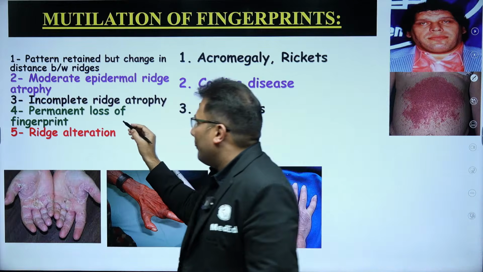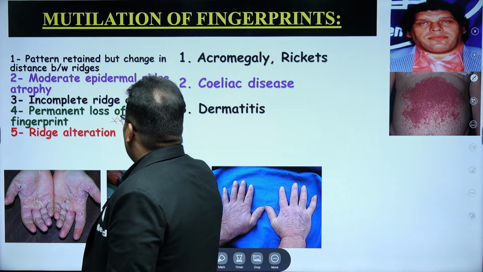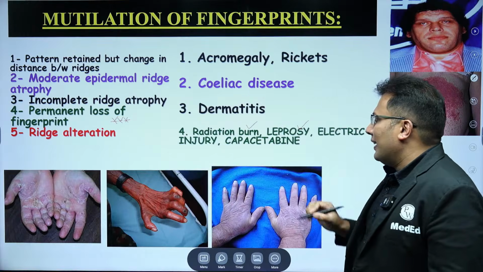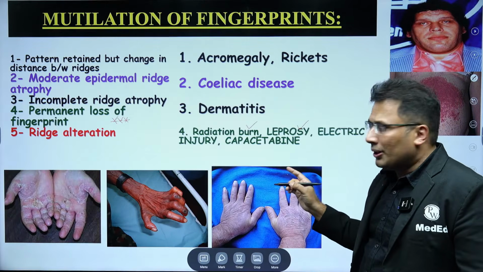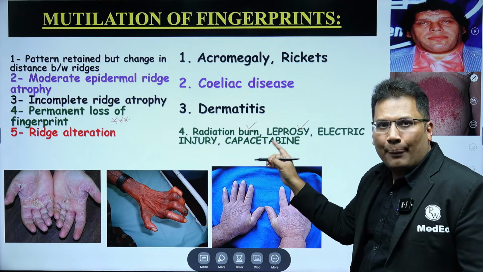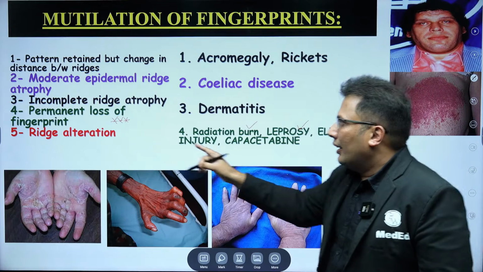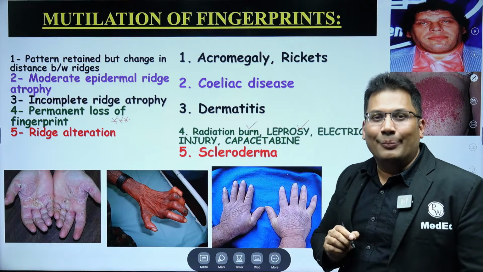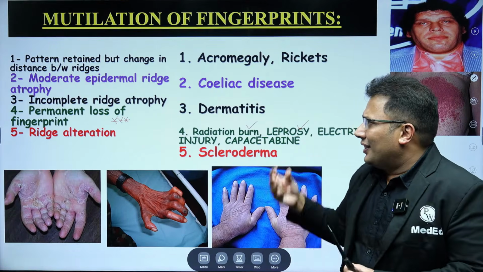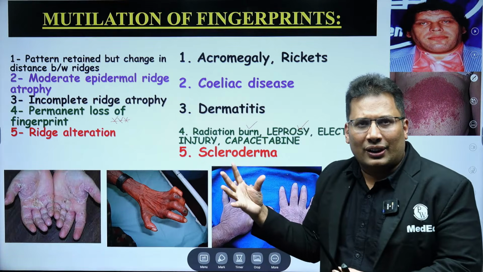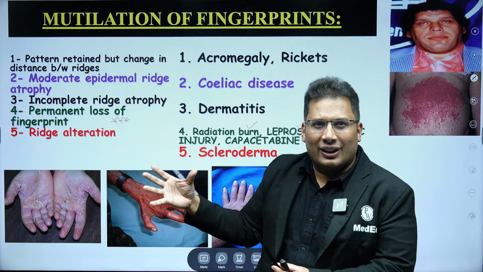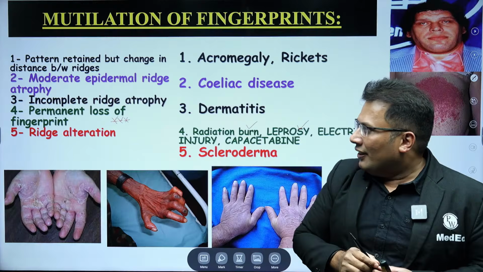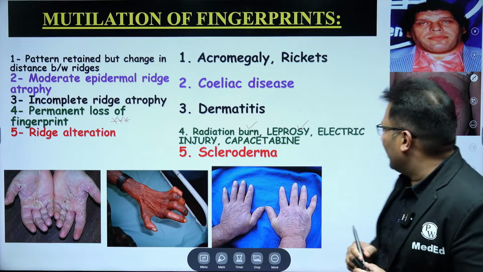Permanent loss of fingerprint, MCQ, very, very important, Dairy Milk question. Your answer must be radiation burn, leprosy or Hansen disease, electric burn or Joule burn, and a drug known as capecitabine. And last one, ridge alteration that occurs in scleroderma, limited scleroderma. This is one very important 5 marks question, 3 marks question, viva question, INICET question. Okay? Now, just a revision here.